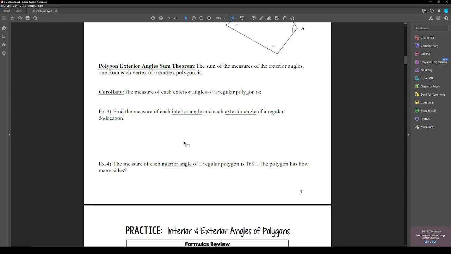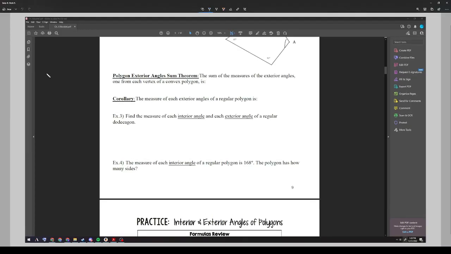All right, so let's finish out this page. It says, we did the corollary. Find the measure of each interior angle and each exterior angle of a regular dodecagon. So that one wasn't in our list. Dodecagon, we knew decagon means 10 and do means 2. So ones a little bigger than we went were undecagon, which is 11, and dodecagon, which is 12 sides. So probably should know up to 12 is normally where we stop.